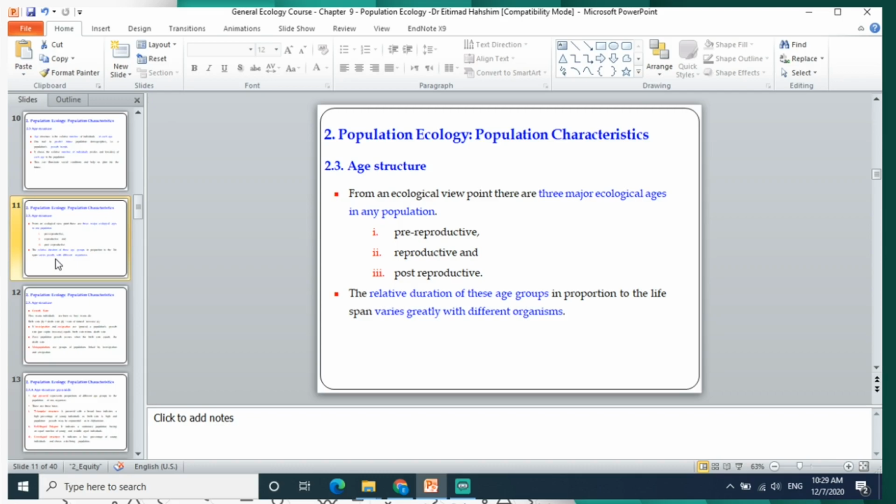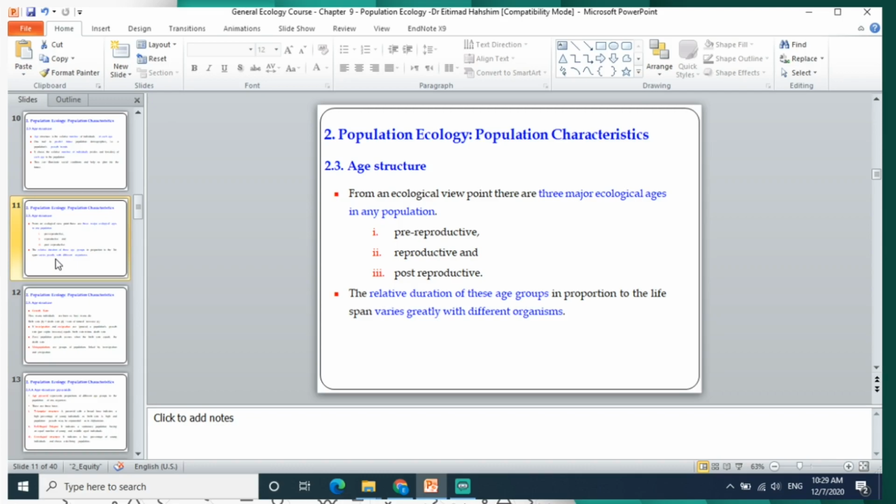Pre-reproductive is the youngest or smallest group; reproductive is the age at which individuals can give birth and increase the size and density; and post-reproductive is related to old age and how long the group can live, the range of the lifespan. The relative duration of these age groups in proportion to the lifespan varies greatly with different organisms.